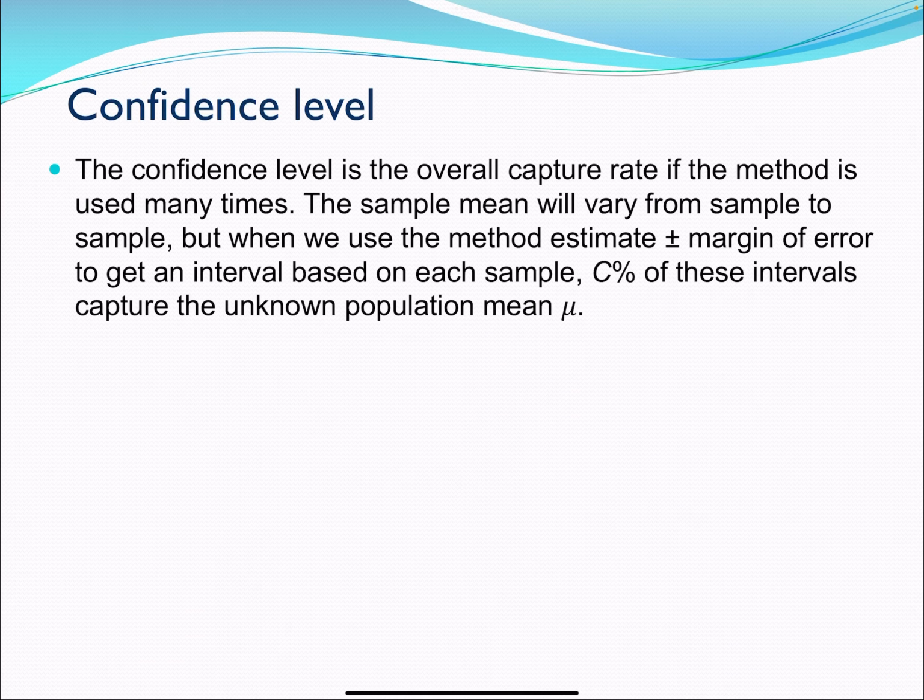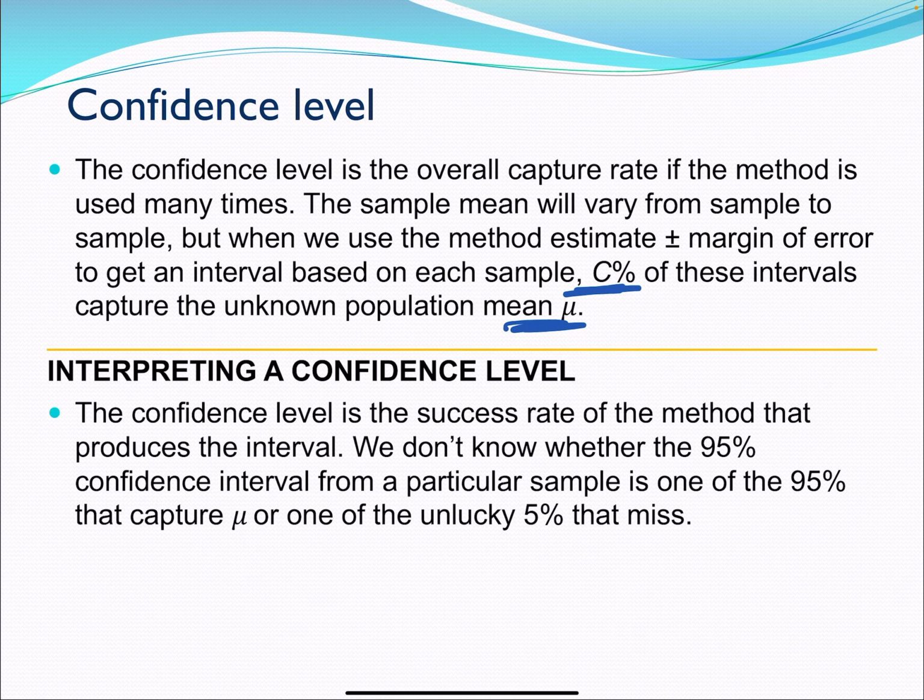Our confidence level is the overall capture rate if the method is used multiple times. So our sample mean will vary from sample to sample, we've seen that, but when we use the method estimate plus or minus margin of error to get an interval based on each sample, C% of these intervals will capture the unknown population mean.